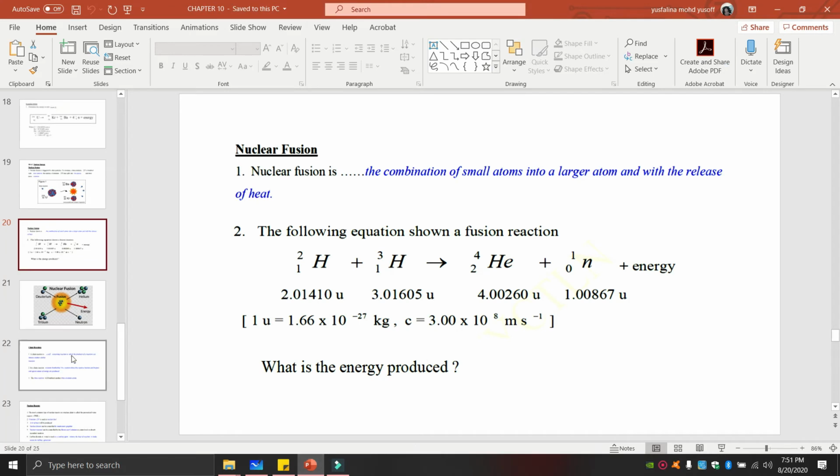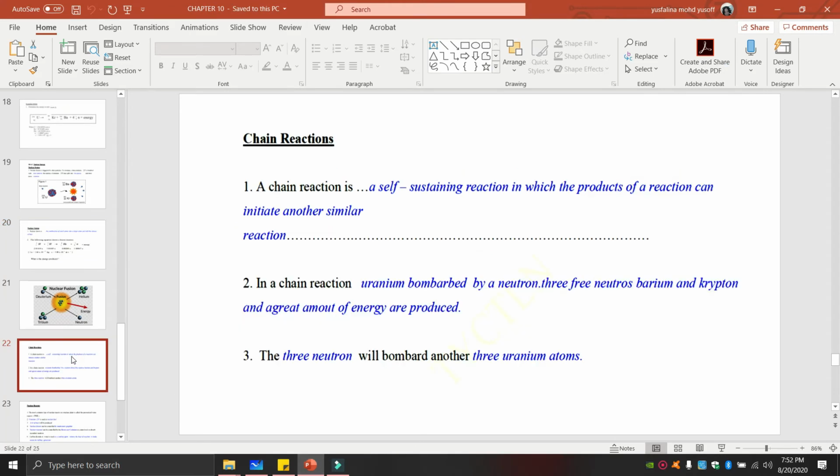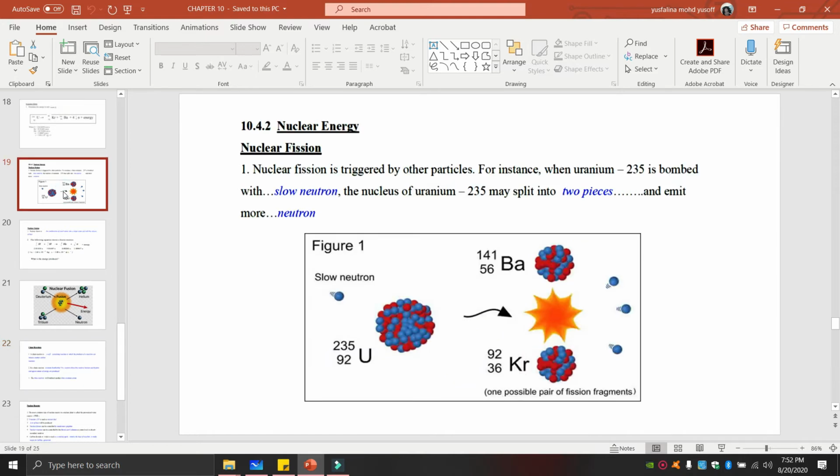So the next part is chain reaction. So what is a chain reaction? A chain reaction is a self-sustaining reaction in which the product of the reaction can initiate another similar reaction. As an example, you can see here for nuclear fission, right? Like this one, the neutron will collide with the uranium, and then produce two elements and produce energy, and also it can produce a neutron.